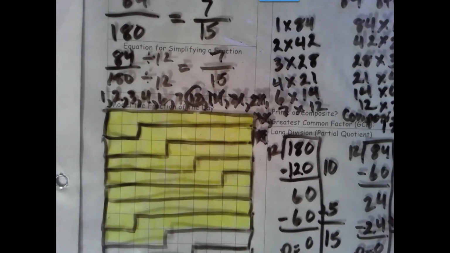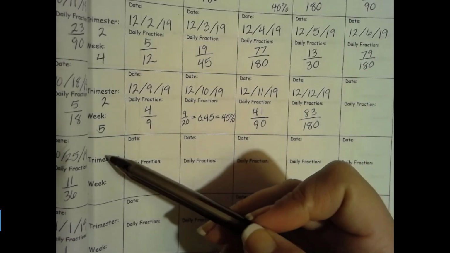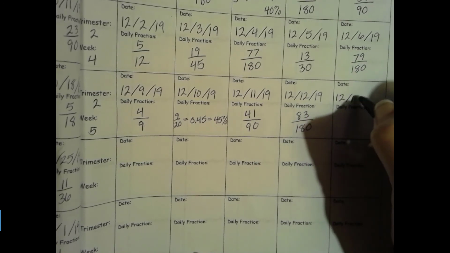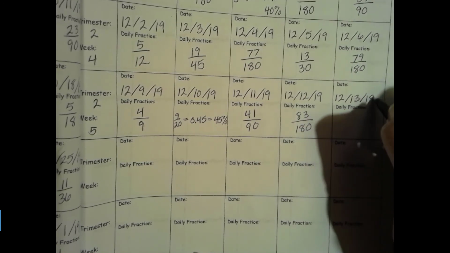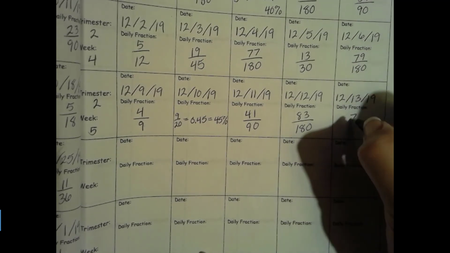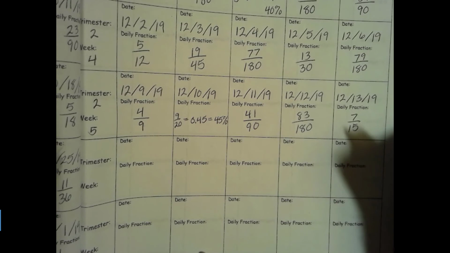All right, let's go ahead and fill in our data collection page. Trimester 2, week 5. Today's date is 12/13/19. And our fraction for today is 7/15.